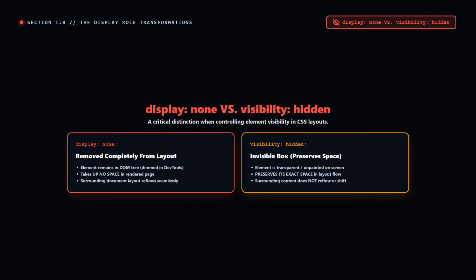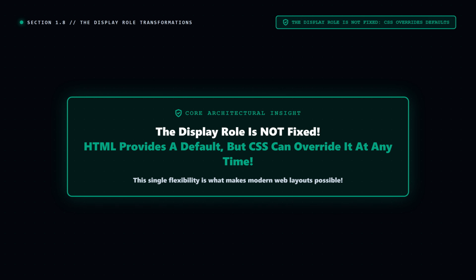And then there's display: none, which removes the element and all of its children from the rendered layout entirely. The element still exists in the DOM. It's just not painted on screen and doesn't take up any space. This is different from visibility: hidden, which hides the element but preserves its space. We'll dive deep into all the display values in Chapter 6, but for now, the key insight is the display role is not fixed. HTML provides a default, but CSS can override it at any time. This flexibility is what makes modern layouts possible.